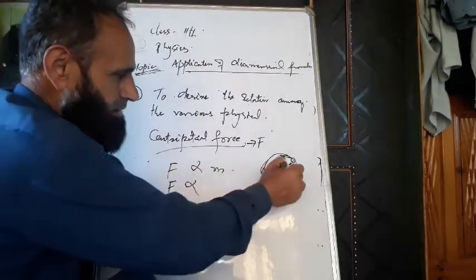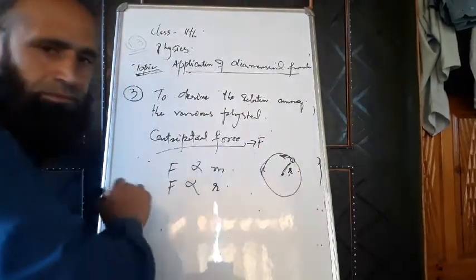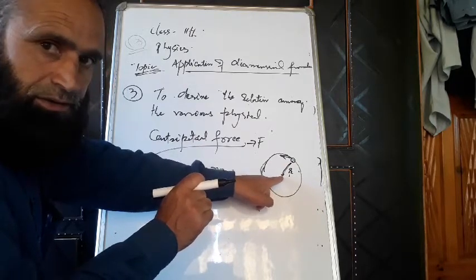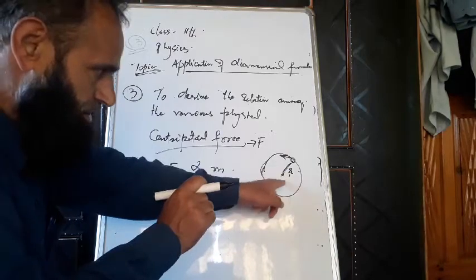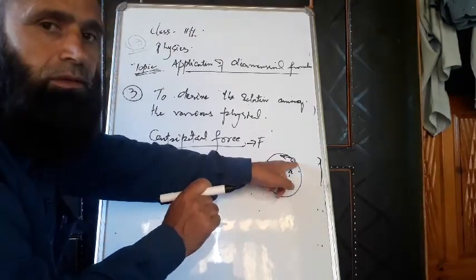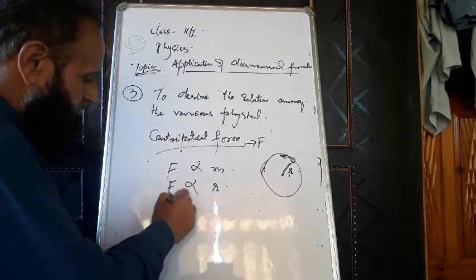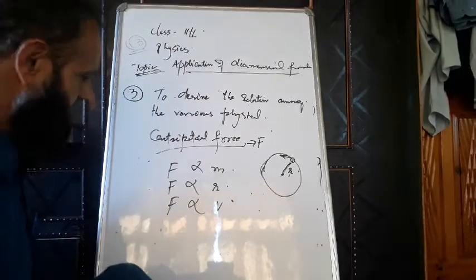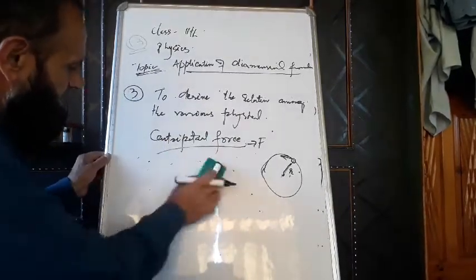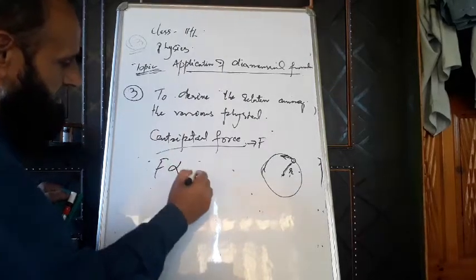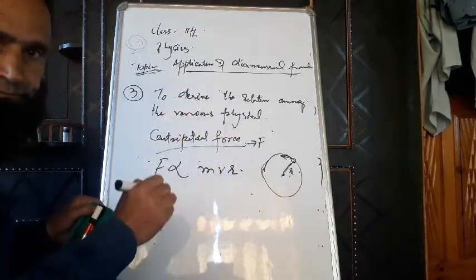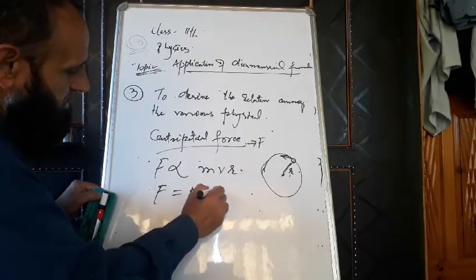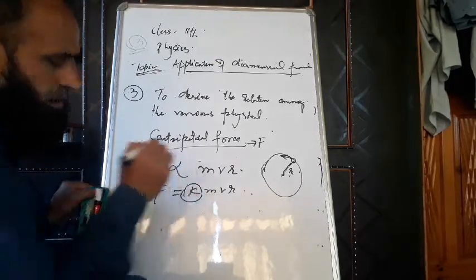It depends on the radius of the body from the center of the circle, and this force also depends on the velocity v. So I can combine these three factors: F depends on m, v, r. So I can write F is equal to k m v r. What is k? It is a constant of proportionality.